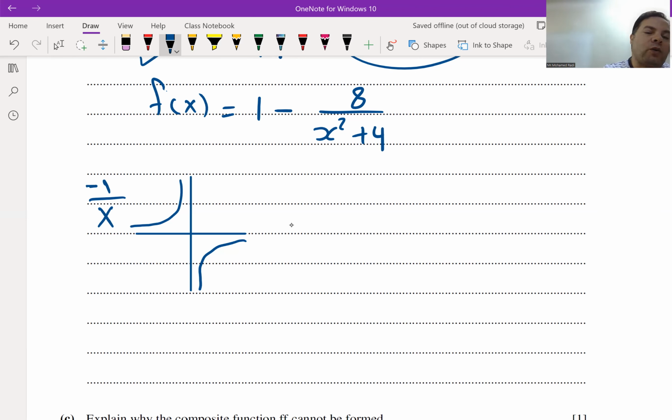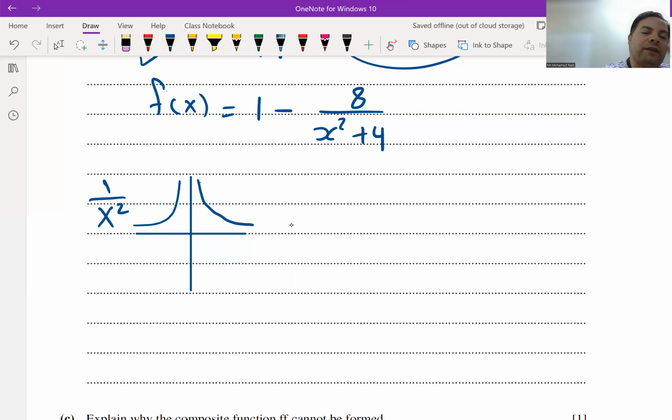What about 1 over x squared and 1 over minus x squared? 1 over x squared, two parts are positive, in the first and second quadrants. This is the asymptote line. Now we have the horizontal asymptote line and the vertical asymptote line. And what is the range in this case? The range is y more than 0.